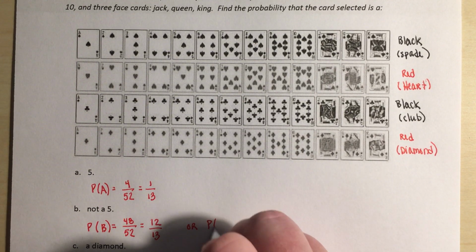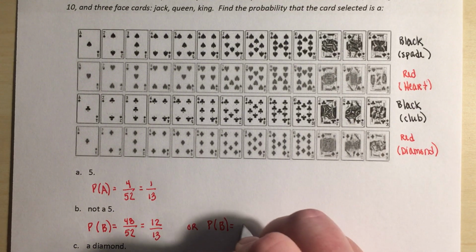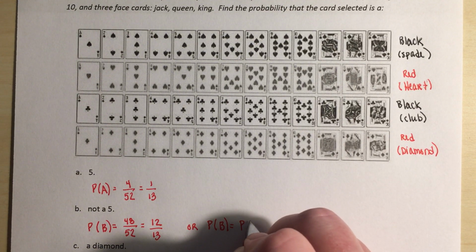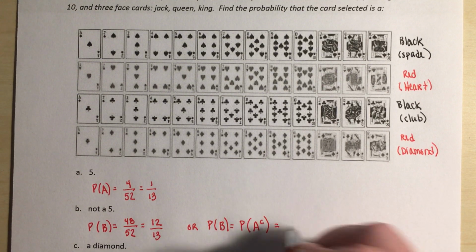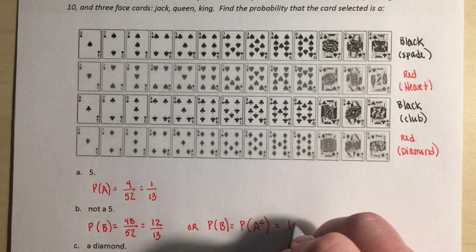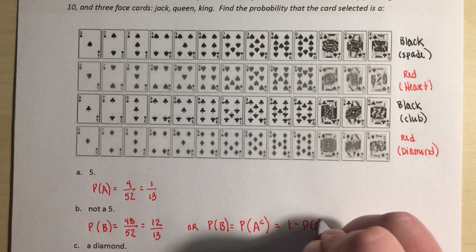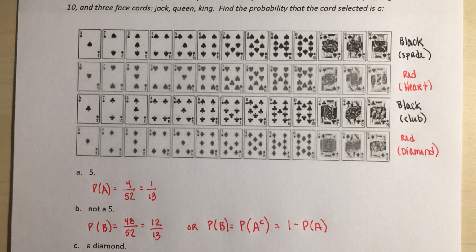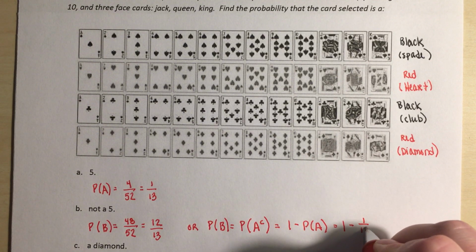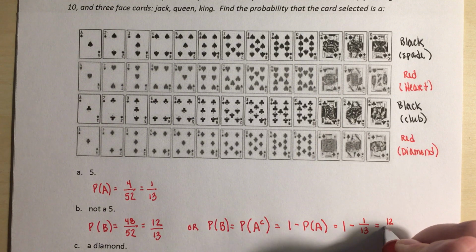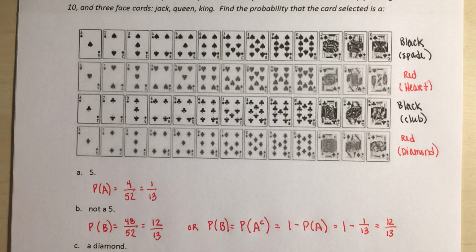our probability of B is the probability of the complement of A. So if we take 1 minus our probability of event A happening, because event A was drawing a 5, 1 minus 1/13 also gives us 12/13. So we can work through this particular example a couple of different ways. Whatever is easiest for you, that would be what I suggest that you do.